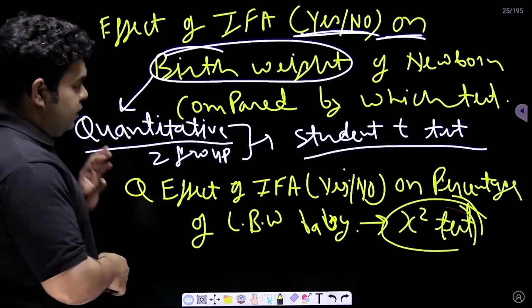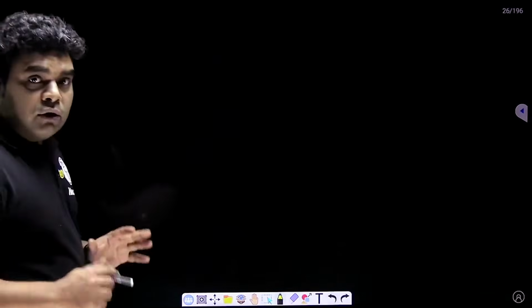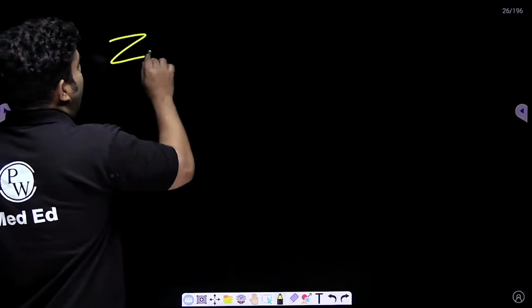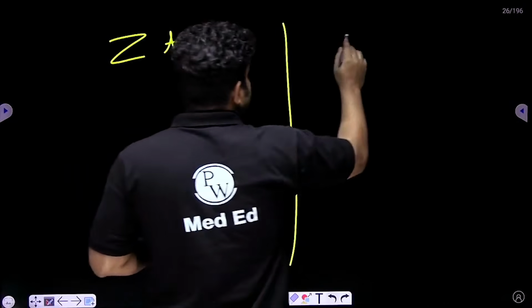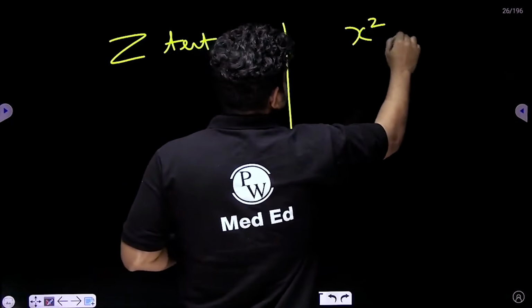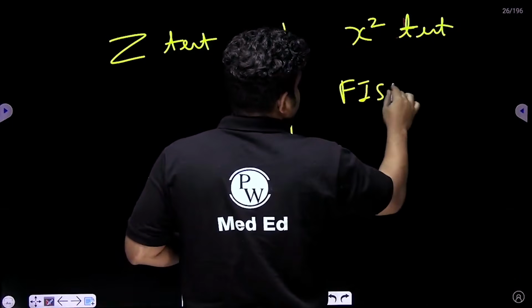So these are some of the topics which you should know, but let me add one more thing here. In some of the questions, they put in the option Z test, and in some cases, rather than putting chi-square test in the option, they put Fisher exact test.